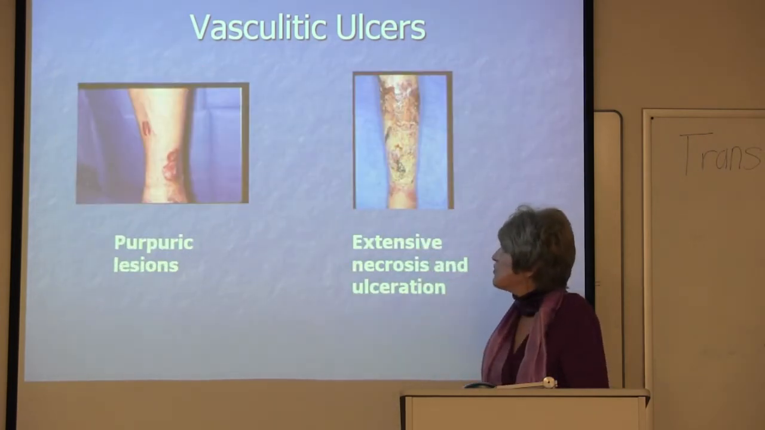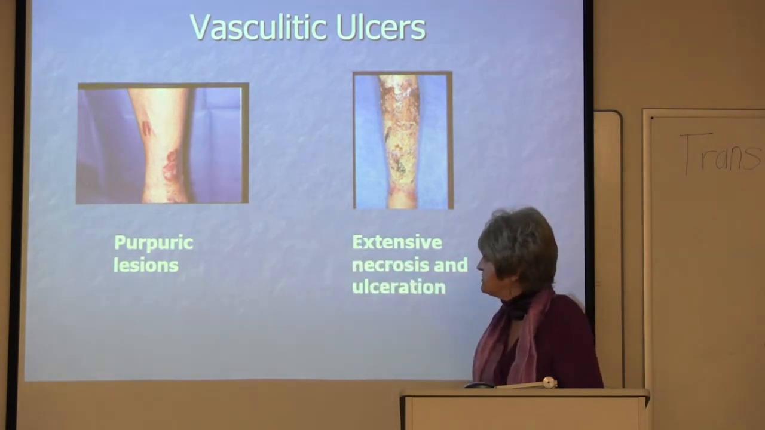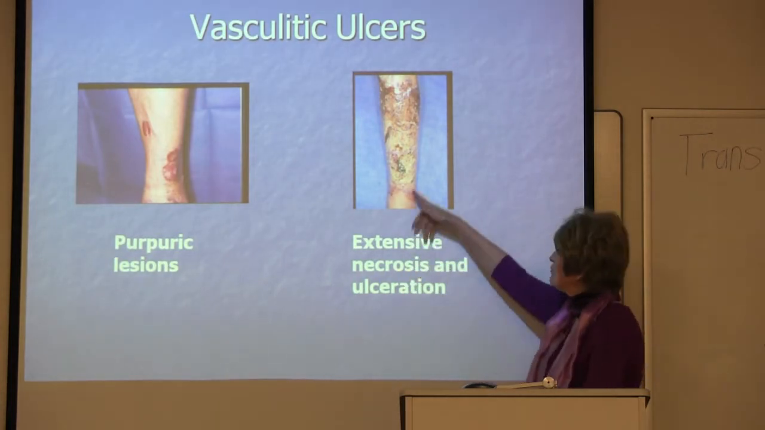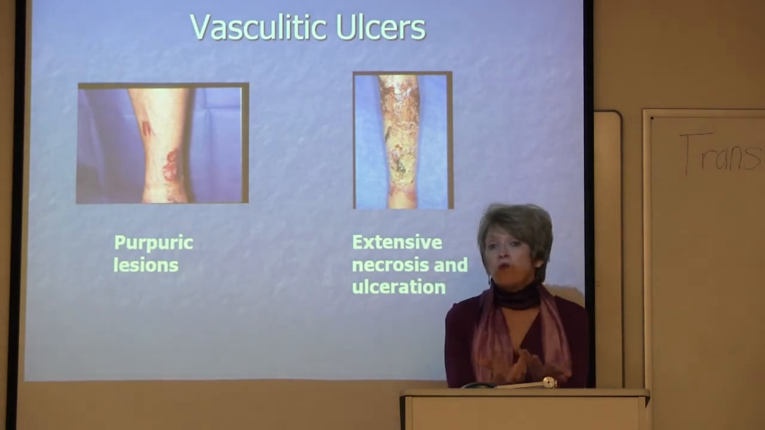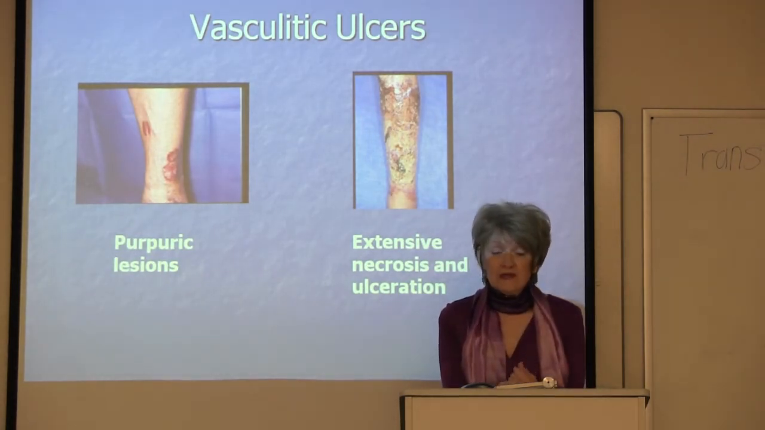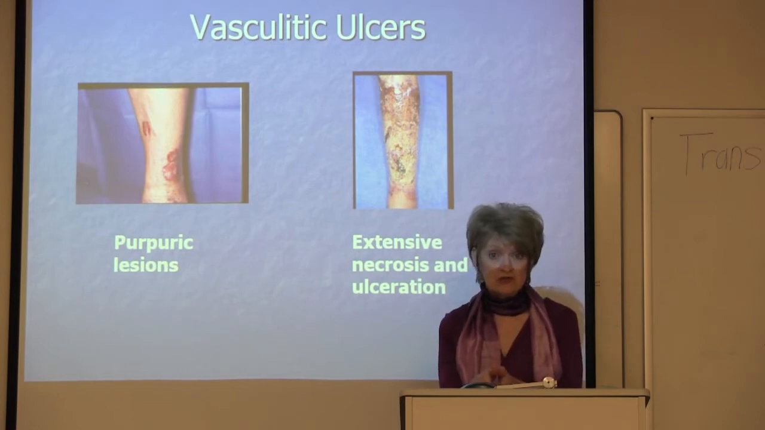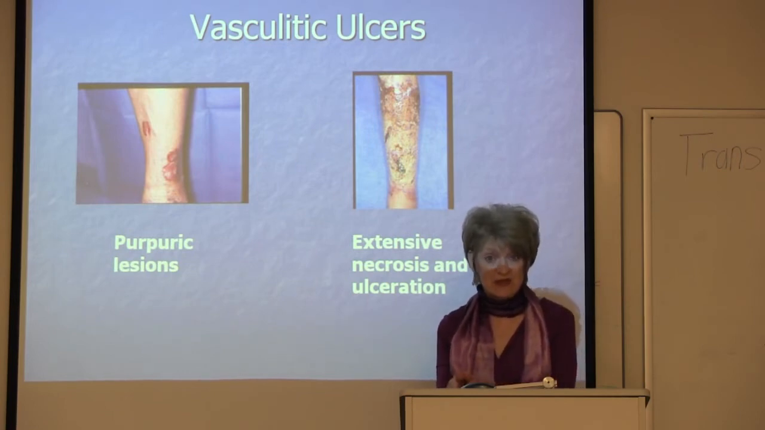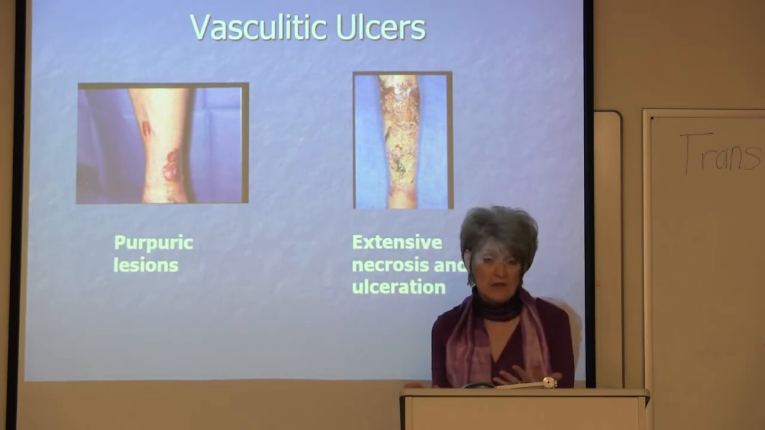This is just two more slides showing you vasculitic ulcers. Here you have purpuric lesions that may precede the actual ulceration. And here you have very extensive necrosis. When you have a wound that does not match venous, does not match arterial, does not match neuropathic, that's really all you have to know, because what that tells you is you need help in evaluating this patient and determining the etiology of the wounds.